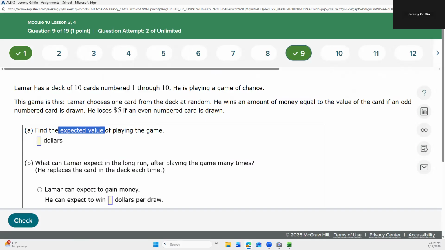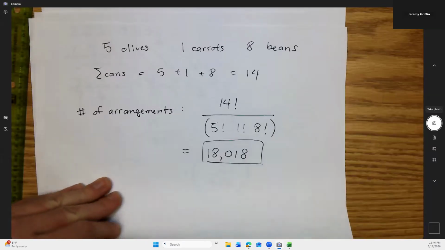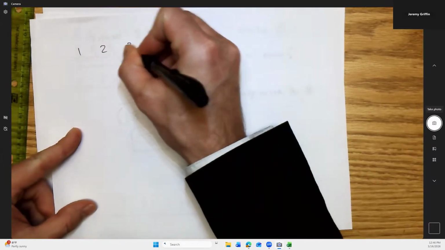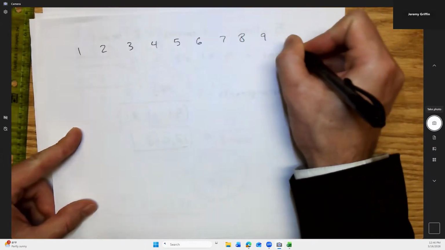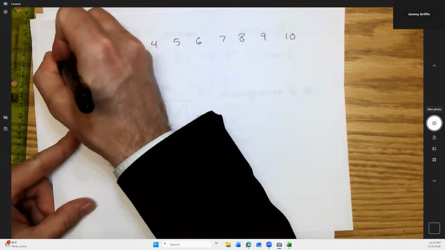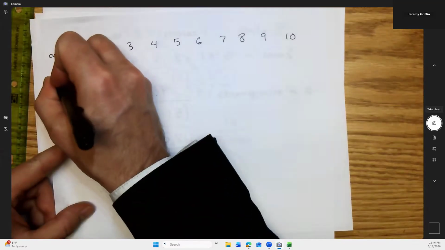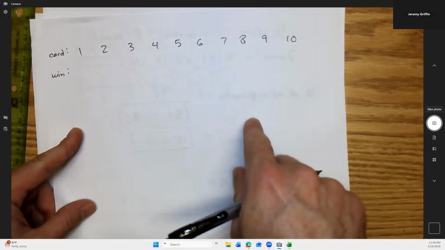Now this one I'd like to draw out. He's going to win the amount if it's odd, and lose $5 if it's even. So I'll draw the cards. We got card 1, 2, 3, 4, 5, 6, 7, 8, 9, and 10. This is the card number. And then what will he win if he draws that particular card?